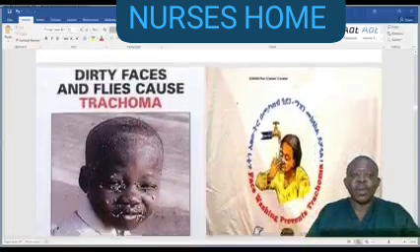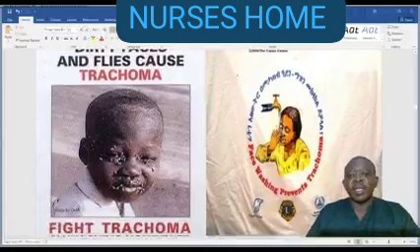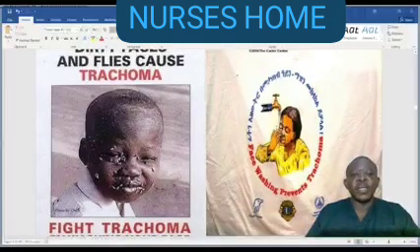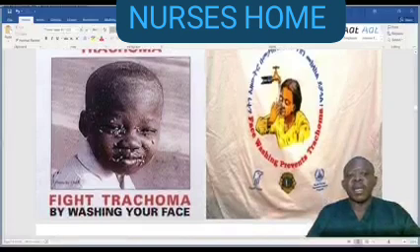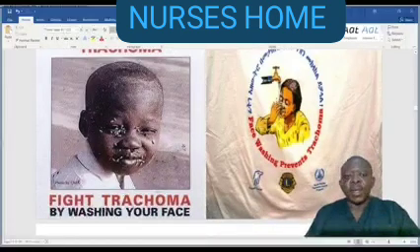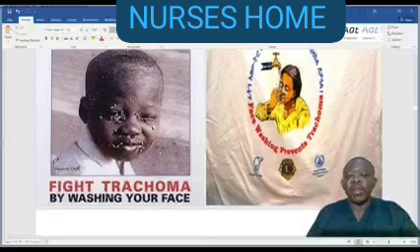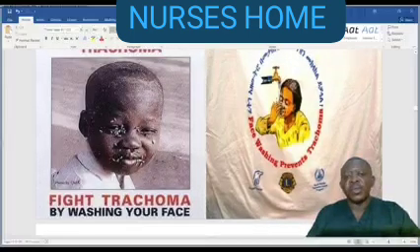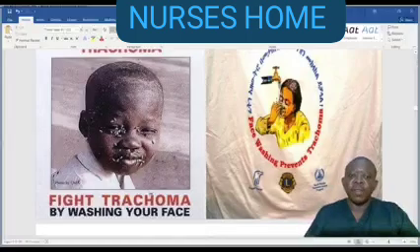Okay, so dirty faces and flies may cause trachoma. Here you have a demonstration where, because the face is dirty, it attracts the flies, and you see that the flies now bring the infection. Flies are now the source of infection. Then fight trachoma by washing your face, because if your face is dirty, the infection may come, so you need to wash your face.